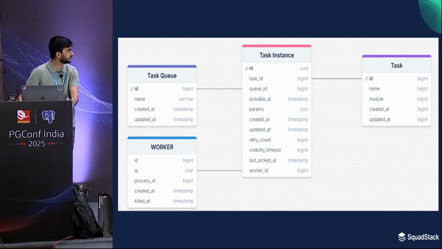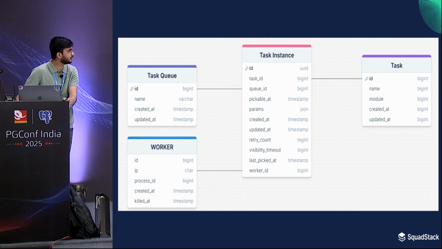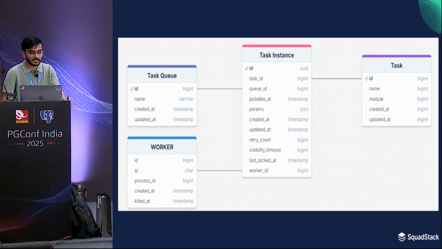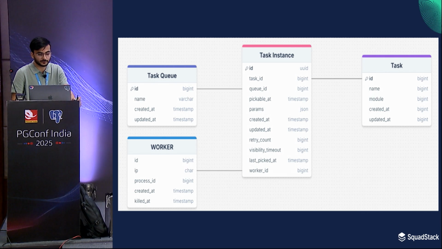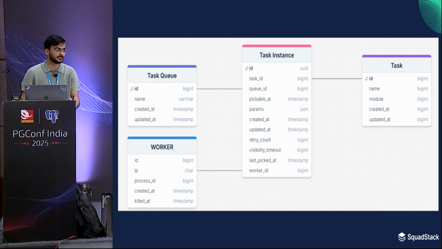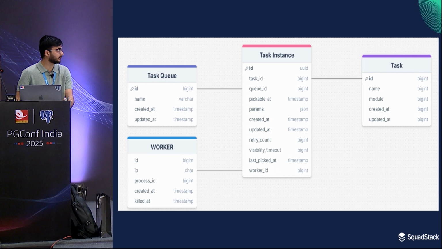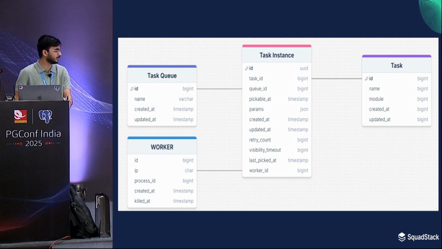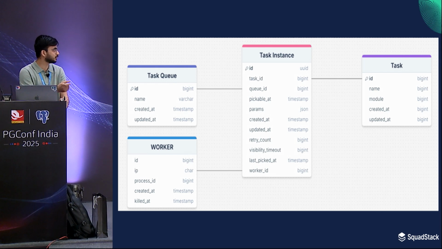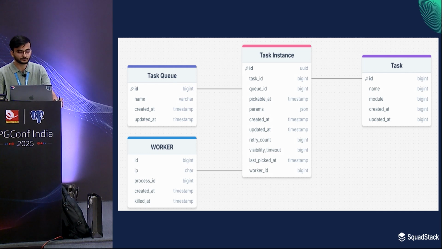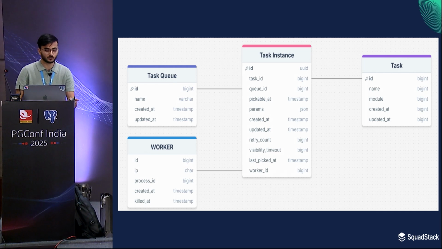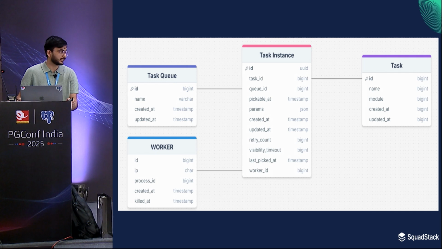So this is the general schema of the tables. In the middle, we have a task instance table that has task ID, queue ID, params, and other things. Params basically store the arguments of the function that we want to call. Let's say a function like add, 2 plus 2, comma 3, which will add the numbers. So I'll send all those parameters in the params section. And it has retry count, visibility timeout, and worker ID also.